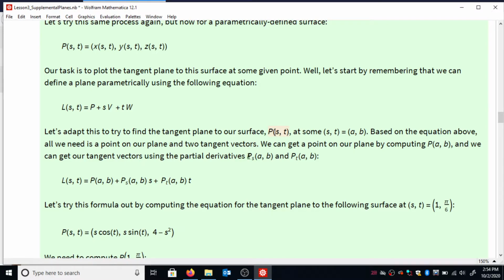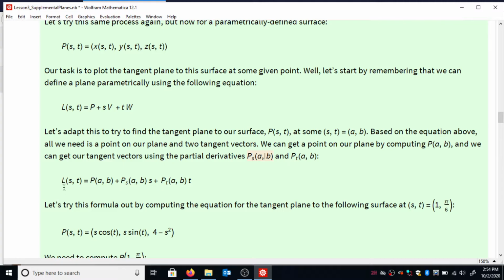So I can't write P prime at a comma b, but I can write the partial derivative of P with respect to s evaluated at a comma b, and the partial derivative of P with respect to t evaluated at a comma b. This is kind of our analog of prime notation, but this subscript here is telling us what variable we're going to be taking our derivative with respect to. All right, so let's look at this equation here.